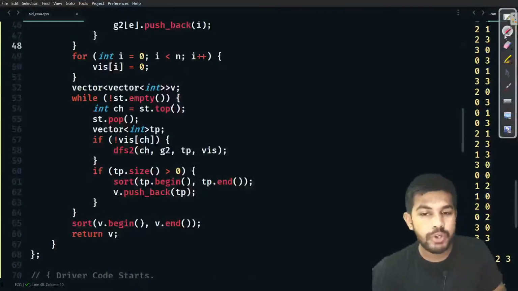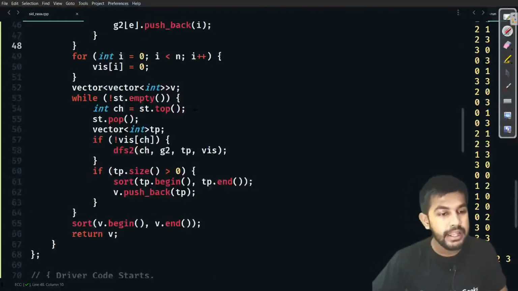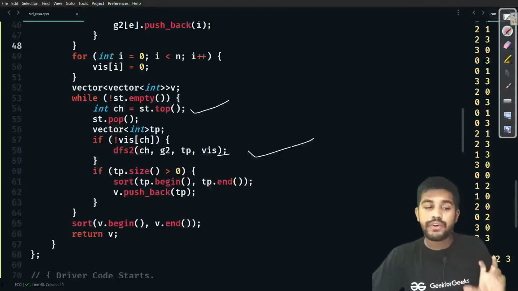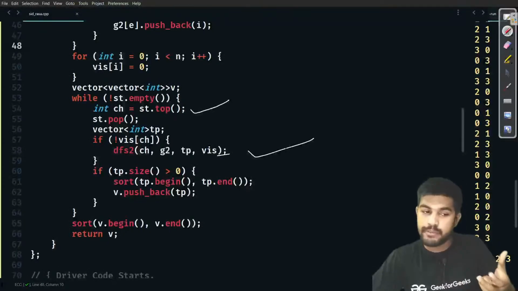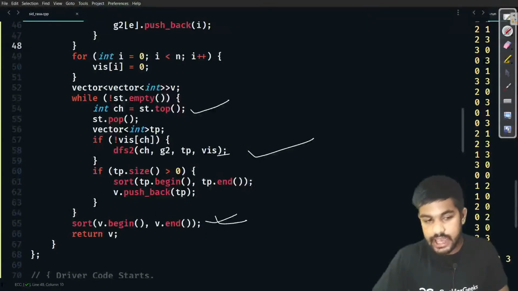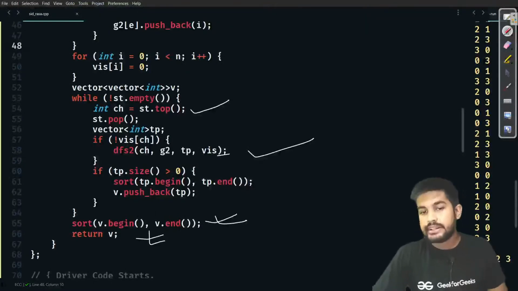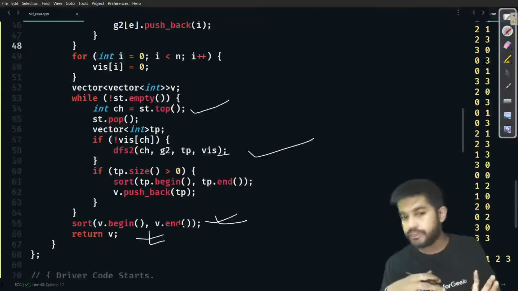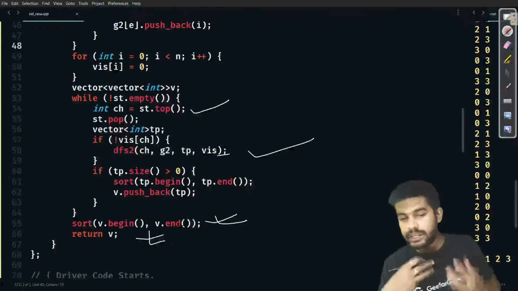Now what I am doing is, I am popping the elements of the stack one by one, making each the source, and then I am doing a DFS. If the stack is having some element, I am pushing it to the final answer, and then I am returning it.